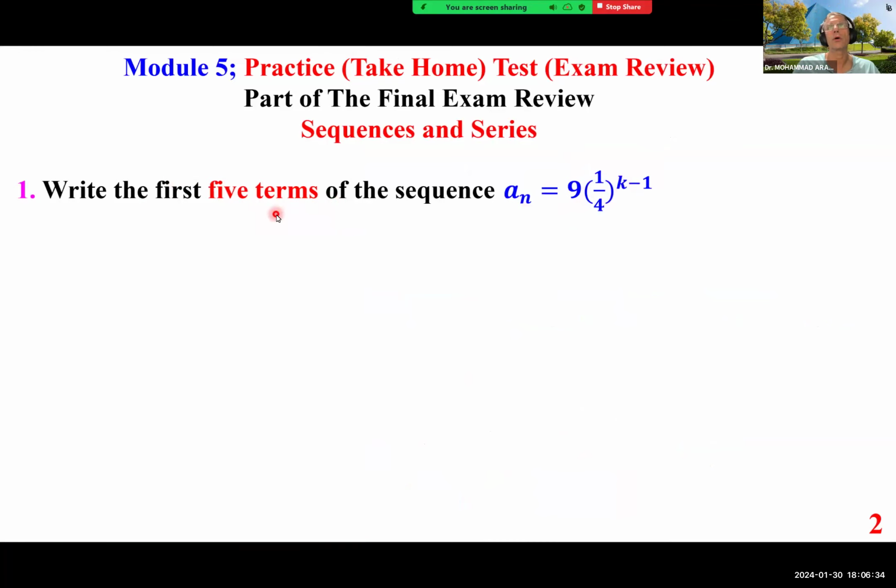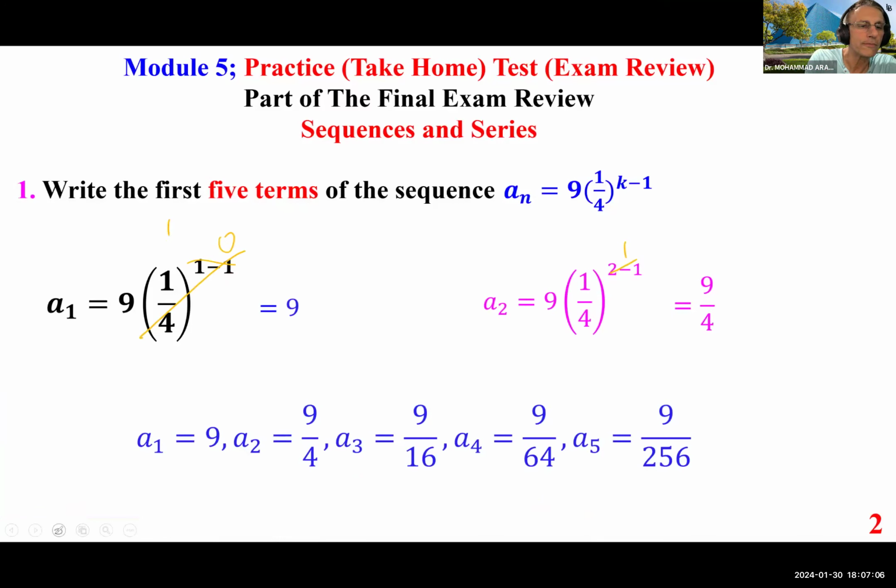Let's change the k to 2. This is 1. 1/4 to the power of 1 is 1/4 times 9 is 9/4. And we can continue with the rest of them. As long as we can show work for 2, we can figure out the rest of them.